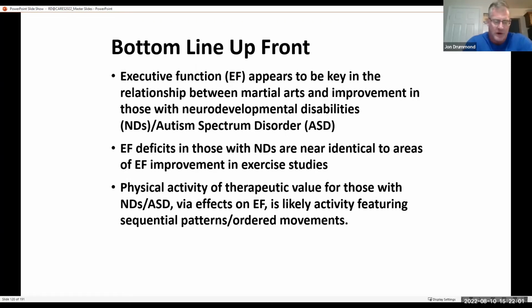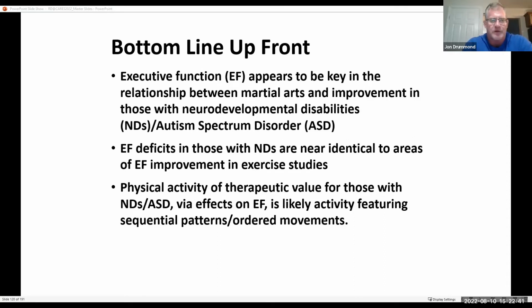Okay, so one of the things I want to hit here is the bottom line up front on this presentation, because we are crunched for time. And that bottom line up front is essentially that executive function, or what I'll refer to as EF from this point forward, appears to mediate the relationship between physical activity and cognitive, emotional, and behavioral improvement in those with NDs. EF deficits in those with NDs are very similar to areas of EF improvement that we see in exercise studies. And we suspect that the physical activity of optimal value for those with NDs or autism spectrum disorder via executive function is activity that features sequential patterns and ordered movements.